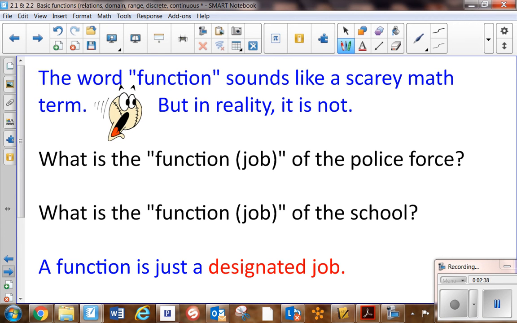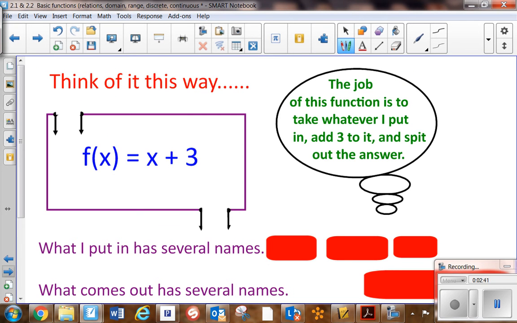So for example, let's look at this. This is a box, right? This is a factory. It's a function. And the purpose of this function, this job, is to take a number, put it in, and go, I'll put in 2. 2 plus 3, spit out a 5. Its job is to take whatever I put in it and add 3. Now we write that as a function, and it makes it look scary, but all it's saying is the function of this machine is to take whatever you give it and add 3. It's very simple. You have an input, you have an output.